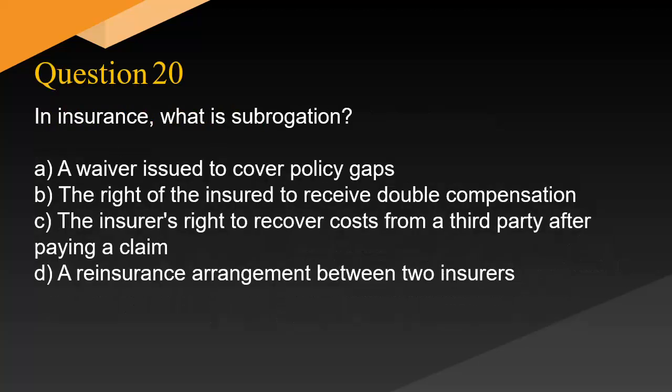In insurance, what is subrogation? A. A waiver issued to cover policy gaps. B. The right of the insured to receive double compensation. C. The insurer's right to recover costs from a third party after paying a claim. D. A reinsurance arrangement between two insurers.